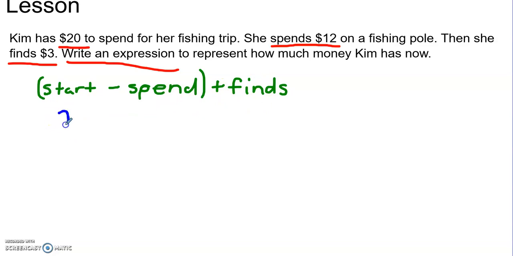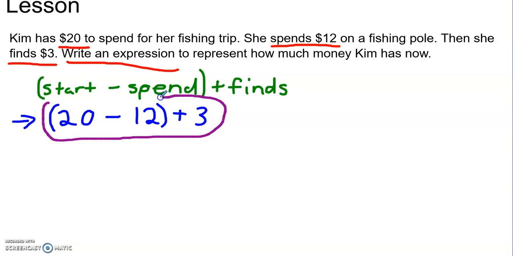Well, to start, she had $20. She spent 12, so I'm minusing 12. And that goes in parentheses because that's done first. And then after everything, she finds $3. So right here, this is my numerical expression, okay? That is my final answer that I'm going to be writing down. Again, I don't need to solve because the problem said to write a numerical expression, okay?